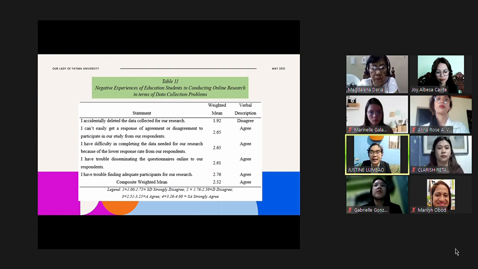Accidentally deleted the data collected for research, which has a 1.92 weighted mean, disagree. And the highest is, I have trouble finding adequate participants for research, 2.76 weighted mean, agree, with a composite weighted mean of 2.52 and verbal description of agree. Next.